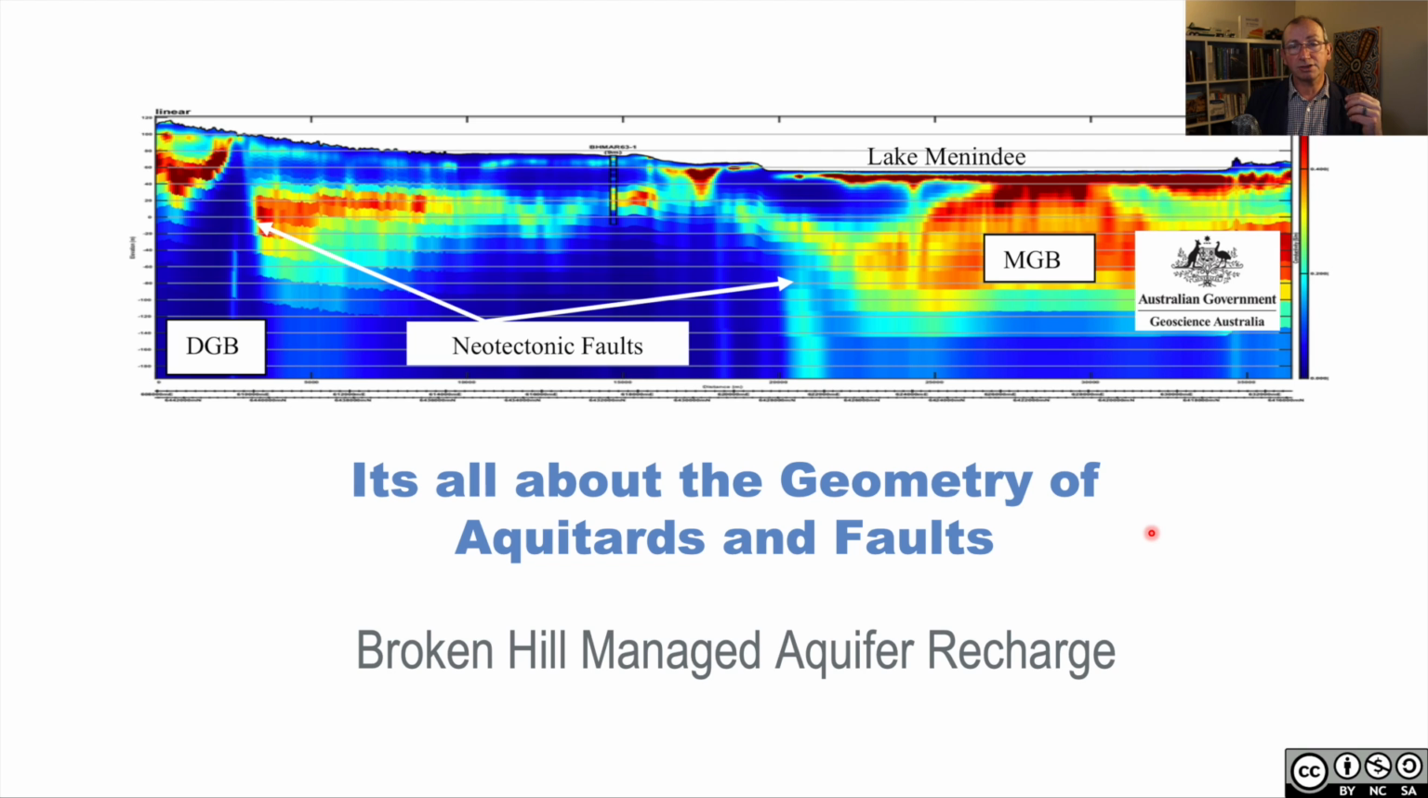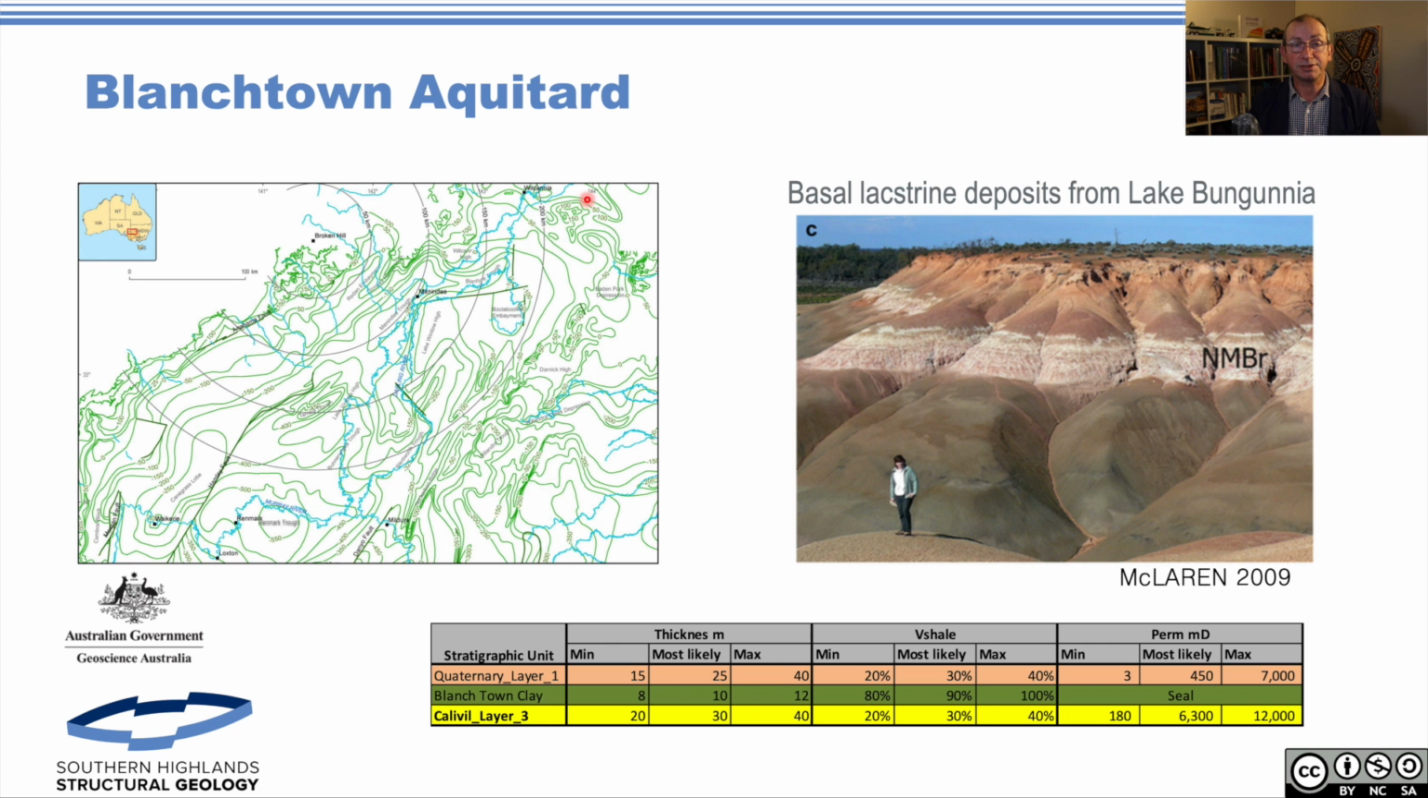And so this is some work that Geoscience Australia did on the Broken Hill Managed Aquifer, where they've used airborne electromagnetics to better understand how near tectonic faults influence groundwater recharge for an aquifer recharge project.